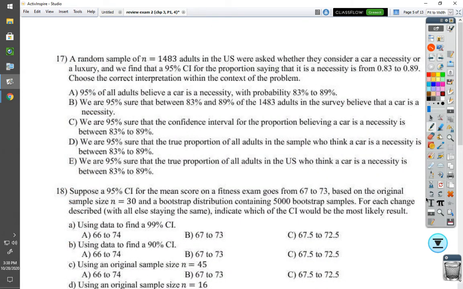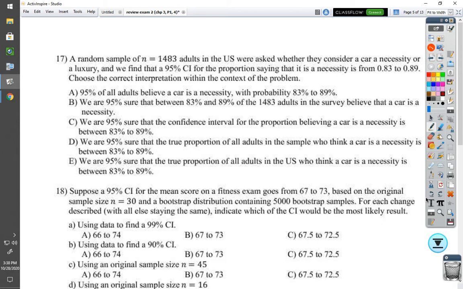Number 17. A random sample of n equals 1483 adults in the U.S. were asked whether they consider a car a necessity or a luxury, and we find that the 95% CI for the proportion saying that it is a necessity is from 0.83 to 0.89. Choose the correct interpretation within the context of the problem.